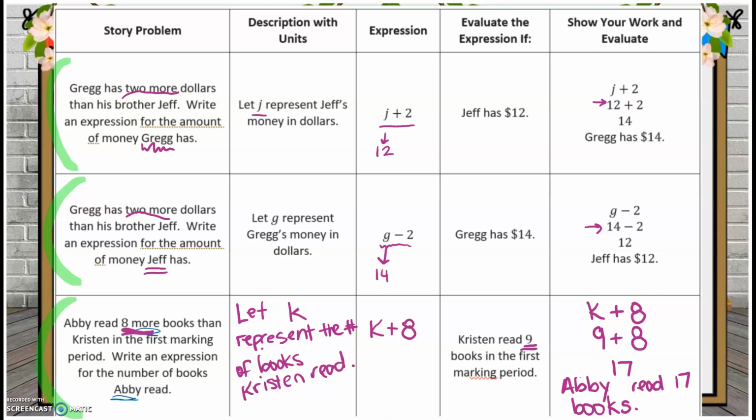Okay? So the next example is your turn to try on your own table. Good luck.